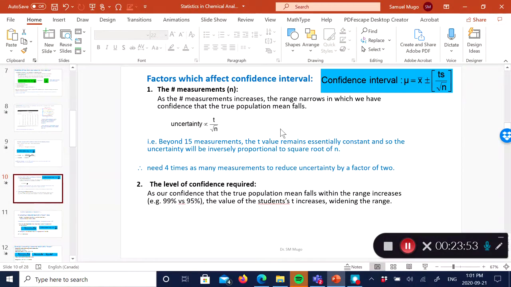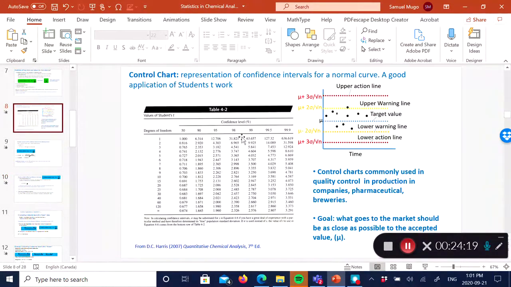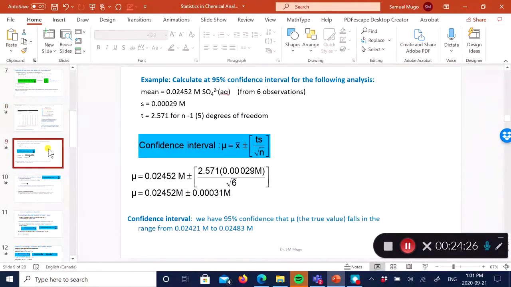And the other factor that affects, of course, the confidence interval would be the level of confidence that is required. In most cases, most people tend to use 95% confidence level. But the more confident you want to be, the bigger the range, as you can see. The more confident you want to be, the T becomes a lot bigger. And so in that case, the range becomes a lot bigger.